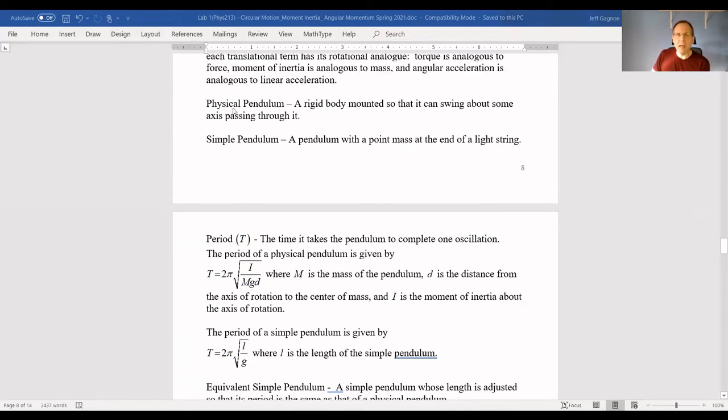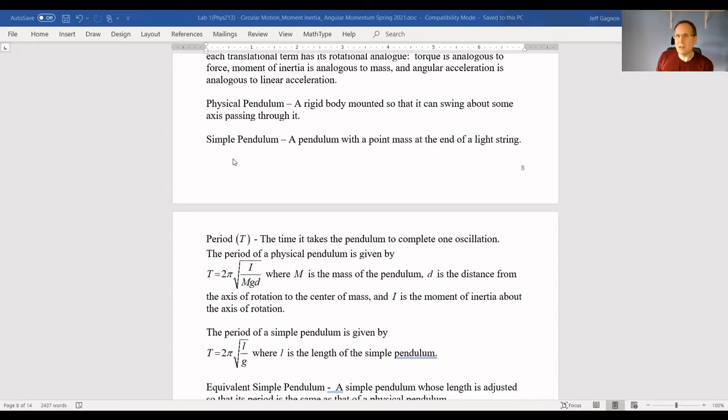So actually, let me start with the simple pendulum, because we've talked about this in the first semester, right? There are a couple of labs where we use a simple pendulum. Remember, a simple pendulum is simply a point mass at the end of a lightweight string or a lightweight rod. In this lab, we're going to use a washer tied to a string. That's going to be our simple pendulum.